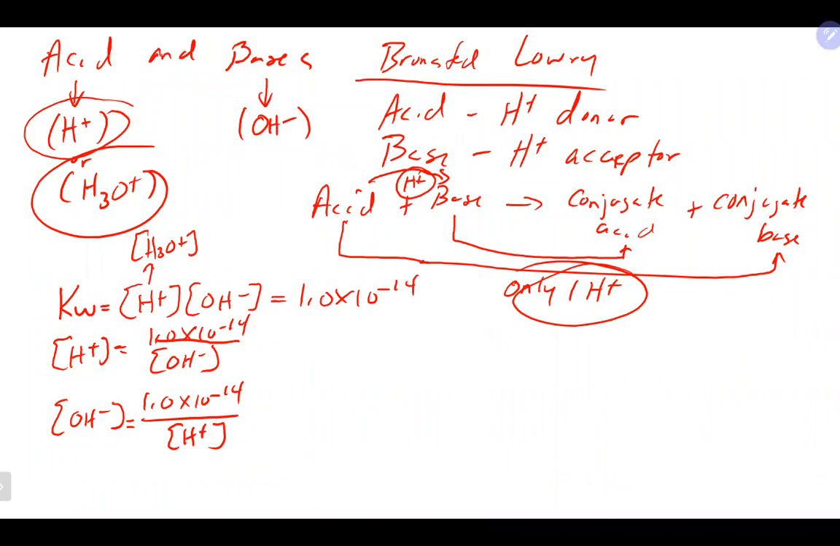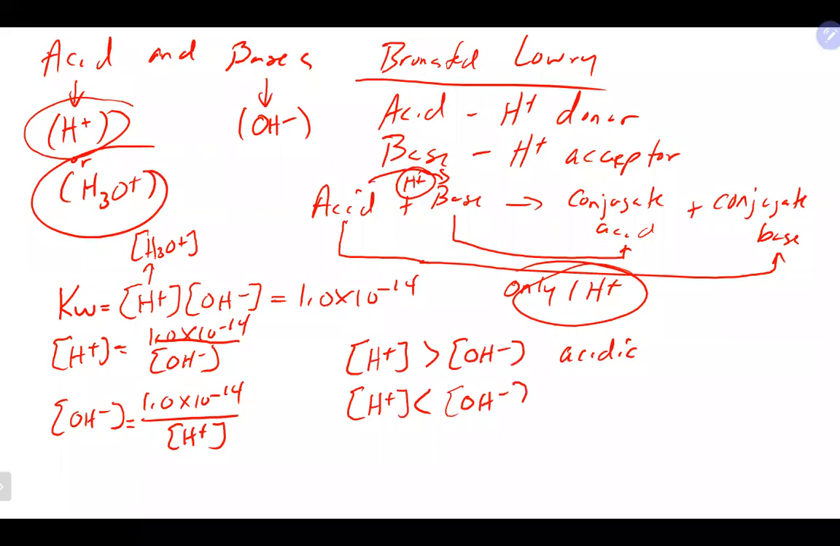And we can use this to help us determine if a solution is acidic, basic, or neutral. If the H plus concentration is larger than the OH minus concentration, so the acid part is bigger than the base part, then it will be acidic. If the base part or the OH minus part is larger than the H plus part or the acid part, it will be basic. And if they are equal to each other, then it would be neutral. And that would be a concentration of 1 times 10 to the minus 7 for each of them.